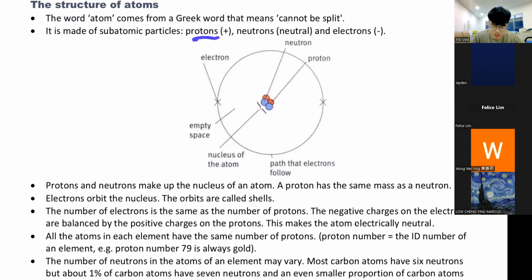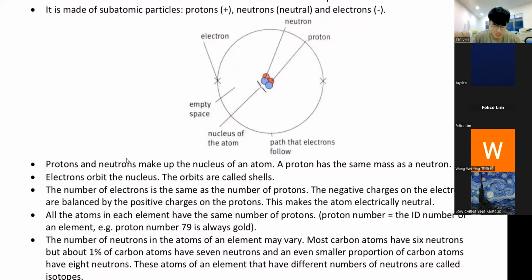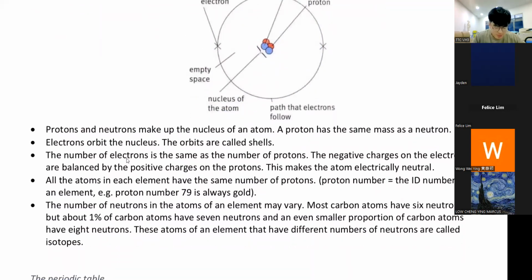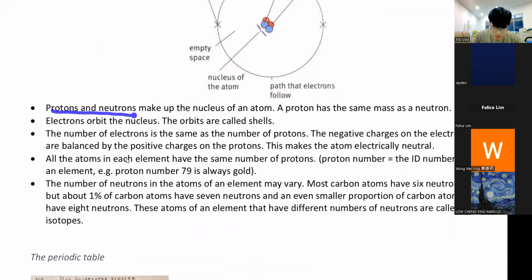And we have protons, neutrons, and electrons. We know that protons and neutrons are in the middle. We call it the nucleus. And you have electrons spinning around. So this is your atom. This is how atoms look like, the true structure of an atom. Protons and neutrons make up the nucleus.